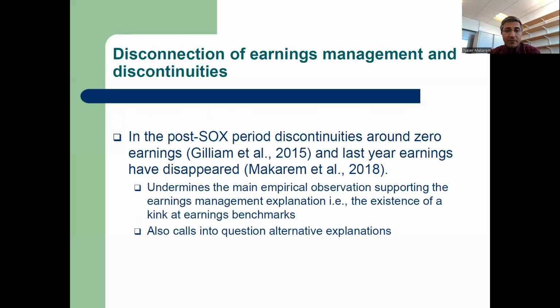But recently, in 2015, there was a paper by Gilliam et al. that showed that discontinuities around zero earnings have disappeared after the Sarbanes-Oxley Act. And also, Makarem et al. 2018 showed that the same discontinuity around last year earnings has also disappeared. So what are the implications of these findings? They undermine the main empirical observation supporting the earnings management explanation, which is obviously the existence of the kink. And also they call into question alternative explanations, because alternative explanations predict a point of discontinuity around earnings benchmarks.